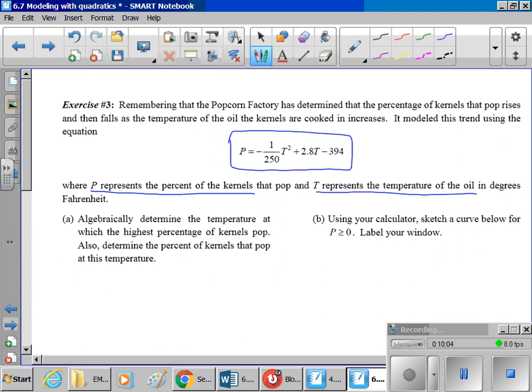So they're looking for a point. So what point are they looking for? Determine the temperature at which the highest percentage of kernels pop. So think about what this looks like, right? Because it's telling me to sketch the curve. So let's do a little bit of sketching the curve. It's the first quadrant. And we know it's going to start somewhere, and then this one isn't going to start at 0. So let's say it looks something like this. I'm going to just slide this up so I have a little more room.